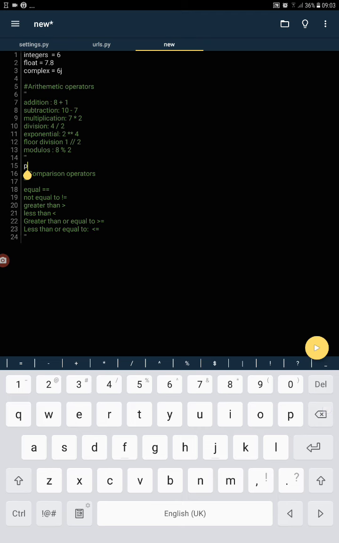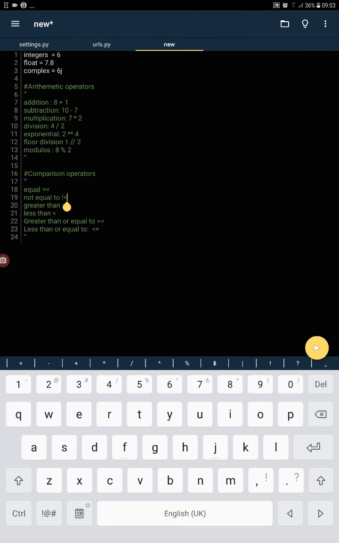So I hope you got that, and let's move on to the next operators, comparison operators. We have equal to, not equal to, greater than, less than, greater than or equal to, less than or equal to. All of you know these because you've done maths and you understand. Let's start with equal to.